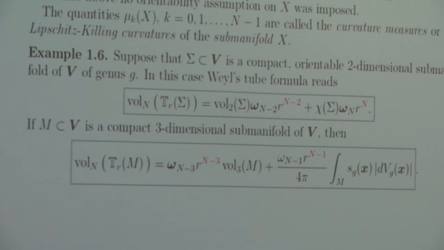Now, if you have a three-dimensional manifold, this is the complete formula for the volume, and the next correction is given by the Einstein functional.